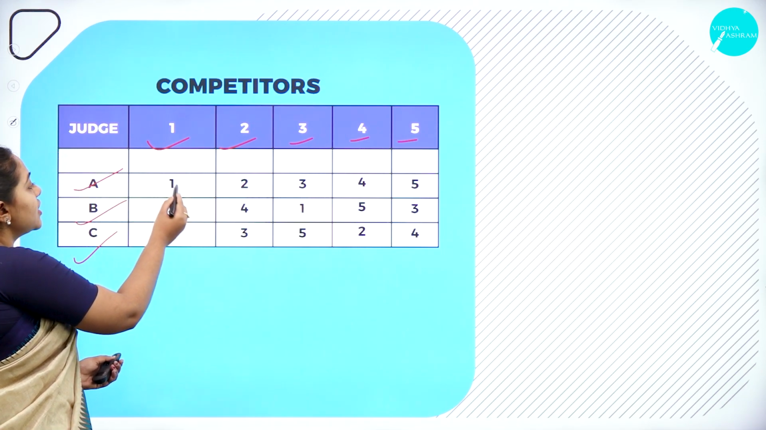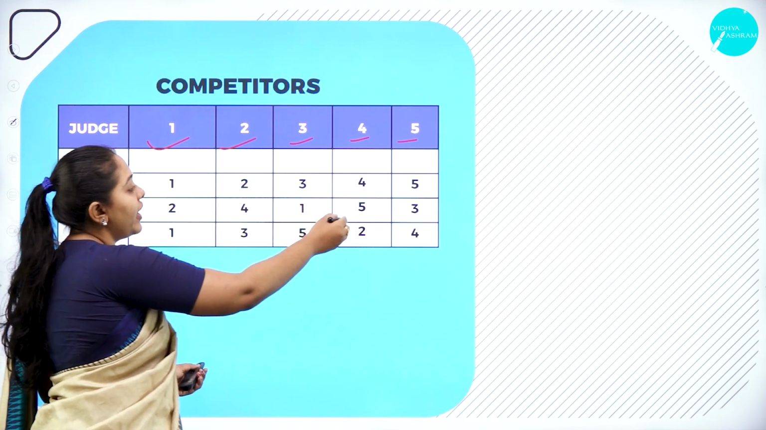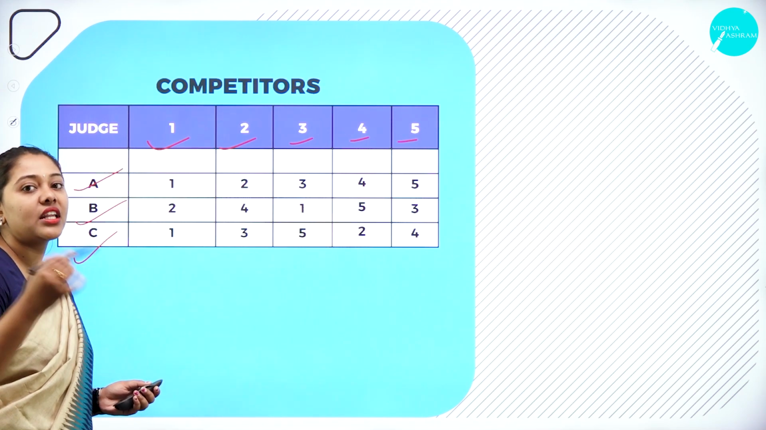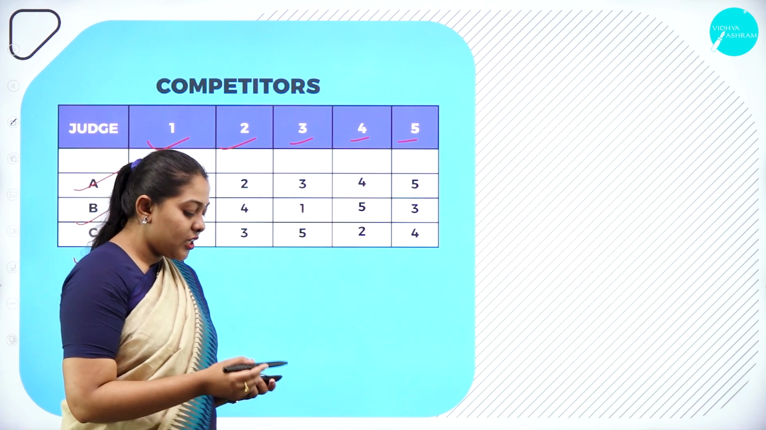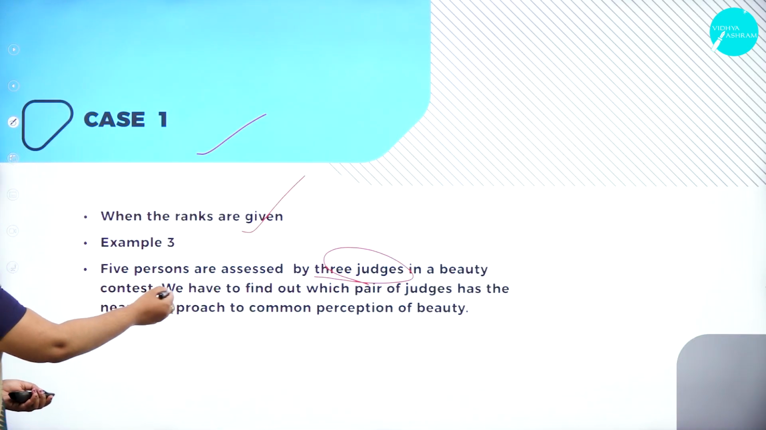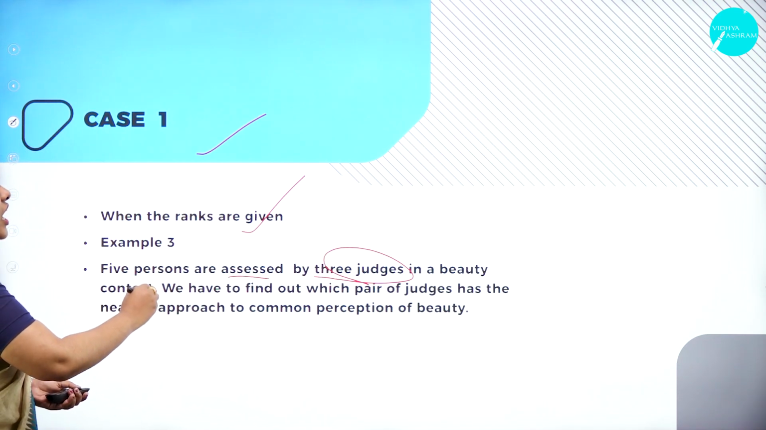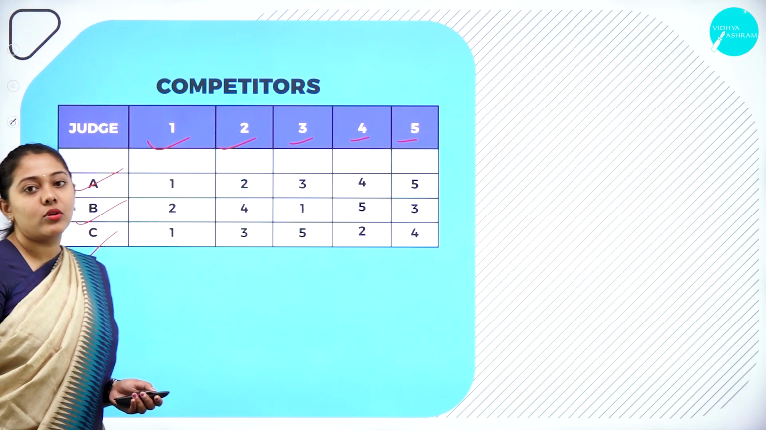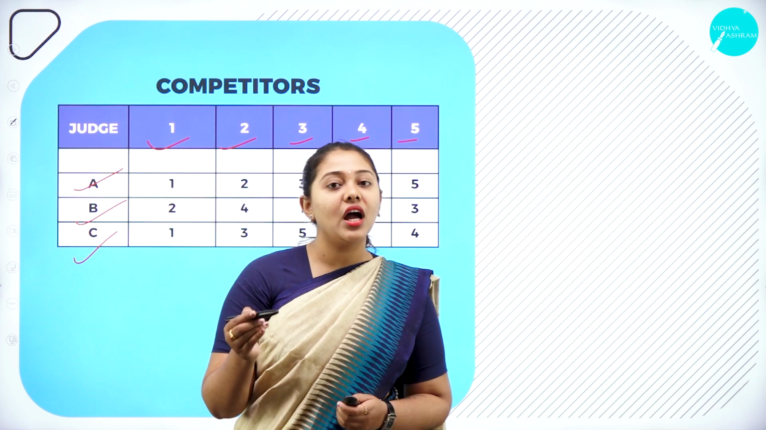Judge A has given 1, 2, 3, 4 and 5. Judge B has given 2, 4, 1, 5 and 3. And judge C has given 1, 3, 5, 2 and 4. These are nothing but the ranks they have already given in the question. In the question itself you can see 5 persons are assessed by 3 judges in a beauty contest, and they have given the ranks. So you have to calculate the rank correlation using Spearman's rank correlation coefficient and find out the answer.